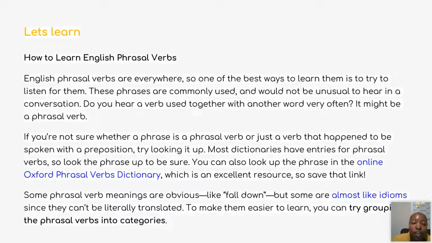If you're not sure whether a phrase is a phrasal verb or just a verb that happened to be spoken with a preposition, try looking it up. Most dictionaries have entries for phrasal verbs, so look the phrase up to be sure. You can also look up the phrase in the online Oxford Phrasal Verb Dictionary, which is an excellent resource, so save that link. Some phrasal verb meanings are quite obvious, like fall down, but most are like idioms since they can't be literally translated. To make them easier to learn, you can try to group the phrasal verbs into categories, okay?